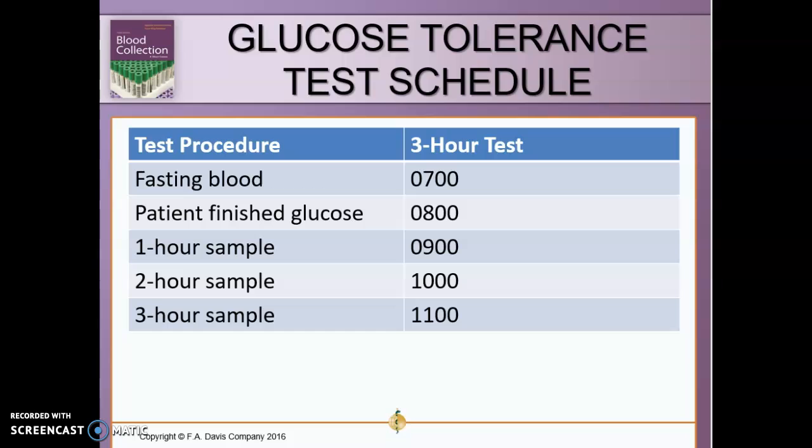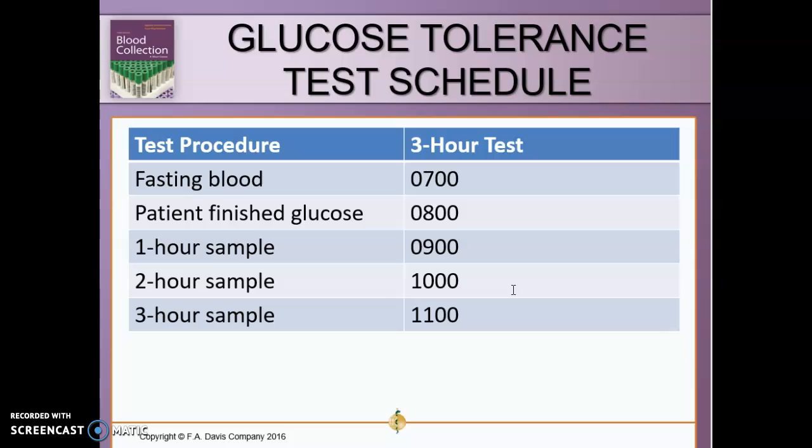So then here are your orders after that. And this is just an example. If this fasting blood sugar was collected at 7:10, and then the patient finished drinking their solution at 7:13, then 7:13 would be your start time, and then your samples would start rolling in after that, okay?